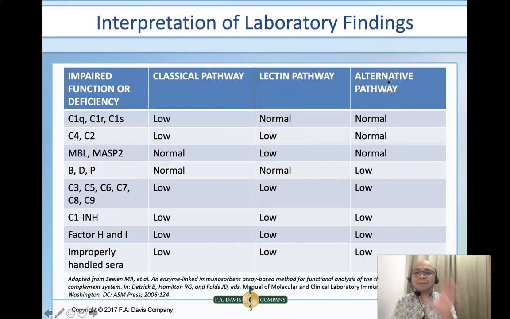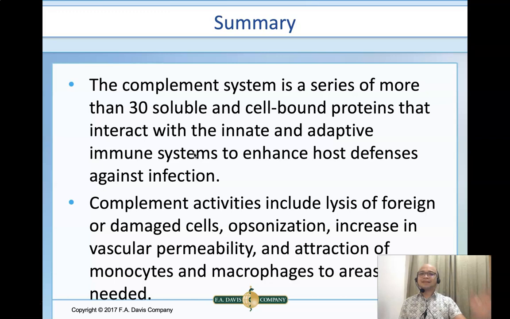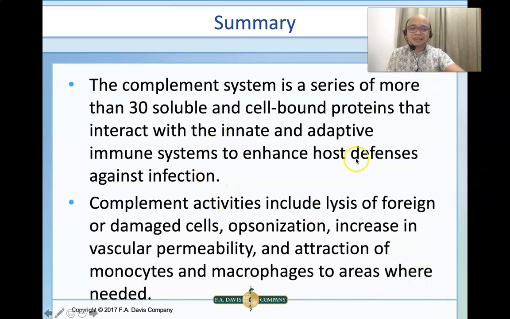So if I were you, please study this table. As you can see, if C5, for example, is low, or C3 is low, all of the pathways are affected. Okay? So be sure that you are able to study this table. So there you have it. You may want to screenshot the summary. Okay, so that's the end of our discussion on the complement cascade.